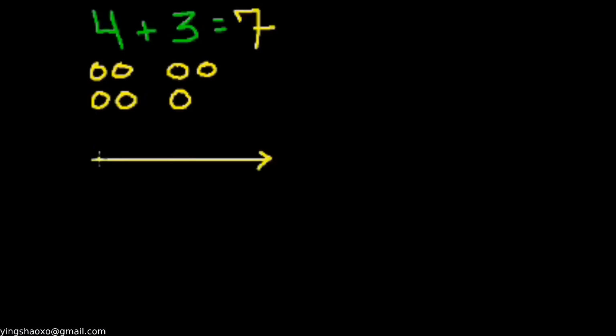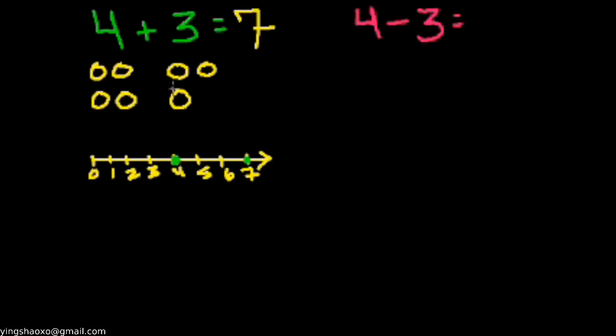Another way to do that is on the number line. We start at 4 and increase along the number line by 1, 2, 3, to 7. So you could say if I have 4 and I increase by 3, I get 7. What about 4 minus 3? Subtraction is the opposite of addition.